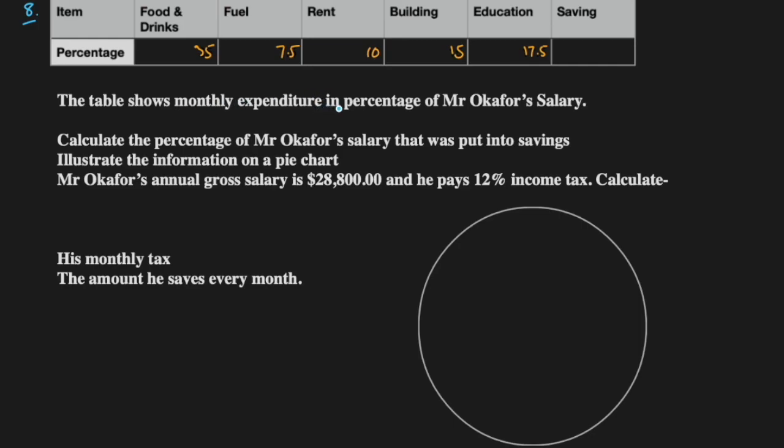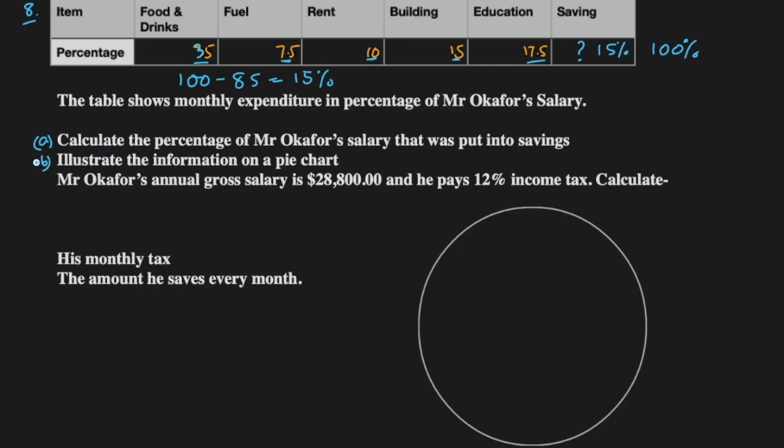This one is question number 8, where they have given a table and they're saying the table shows monthly expenditure in percentage of Mr. Okafor's salary. A part says calculate the percentage of Mr. Okafor's salary that was put into savings. What is the percentage that will come here? We know total will be 100%, correct? So let's add all of them. This is 35. This will be 42.5 plus 10% will be 52.5 plus 15, 67.5 and 70.5, 85%. So the sum of these percentages is 85%. So from 100, if we subtract 85%, we get 15% remaining for savings.